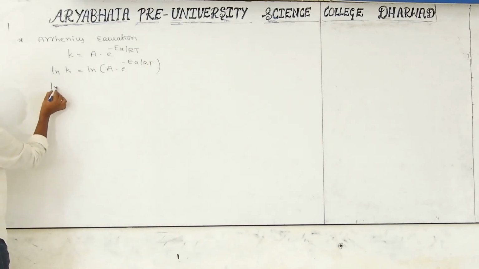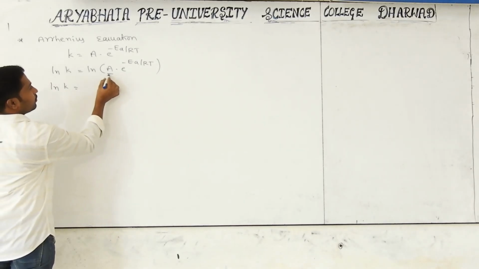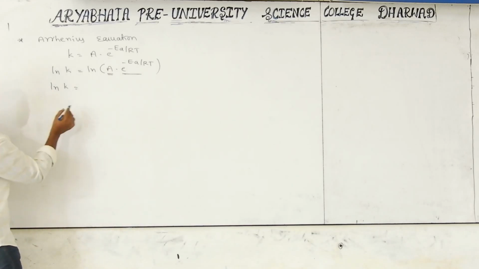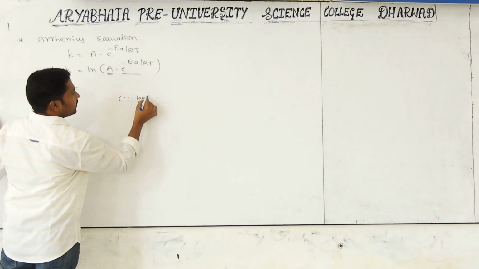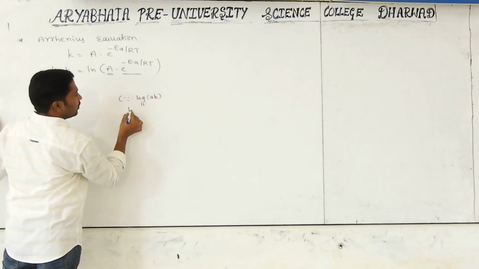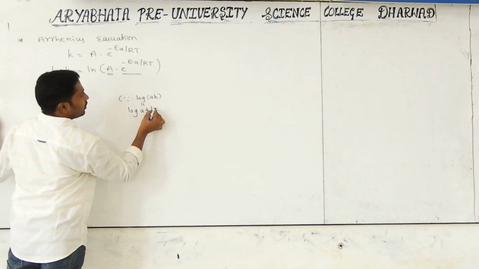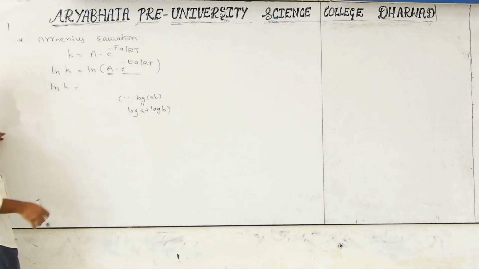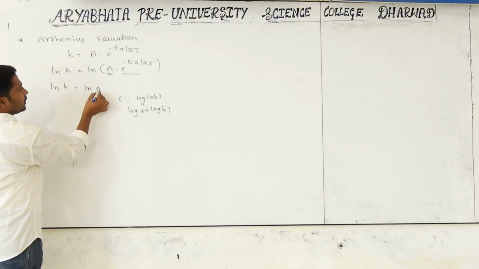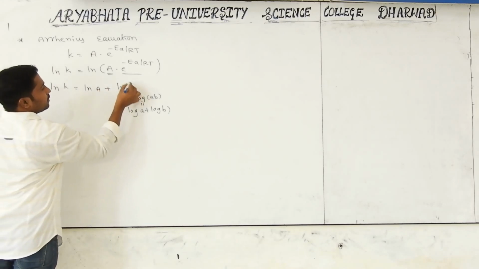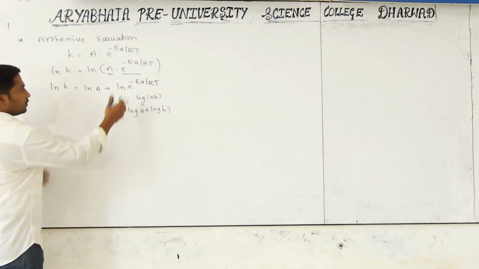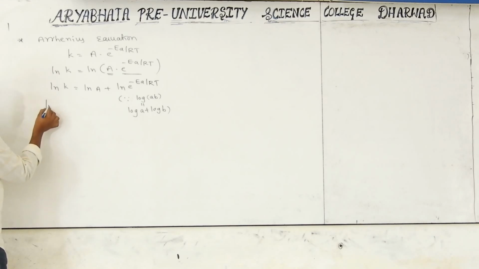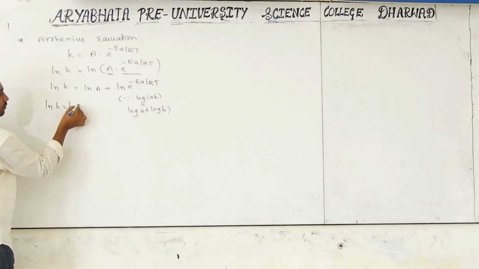On the left side, ln k only remains, but on the right side you have to apply one logarithm formula: log of AB is equal to log A plus log B. Can you apply it on the right side? Yes. What is coming then? ln A plus ln of e^(−Ea/RT). Are you getting that? Yes. Then we have to do simplification: ln k equals ln A.